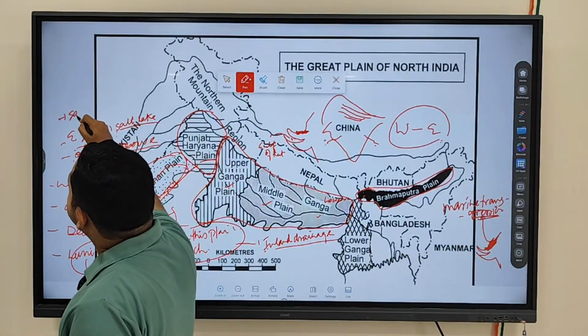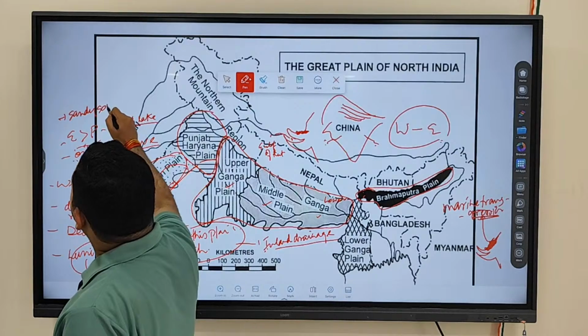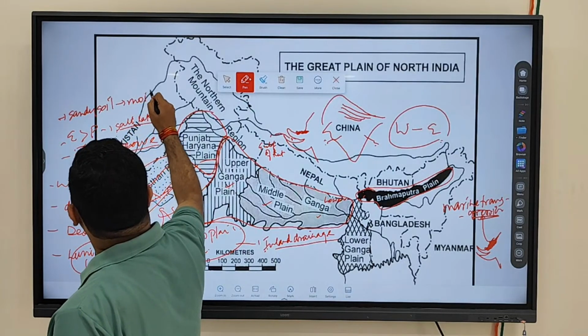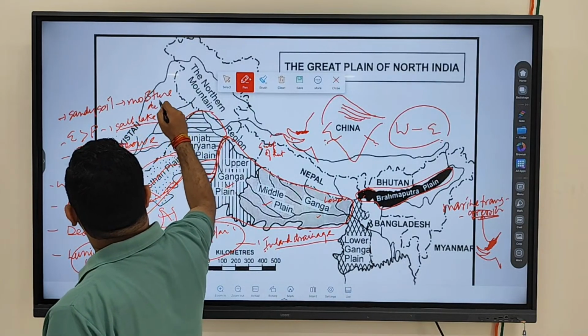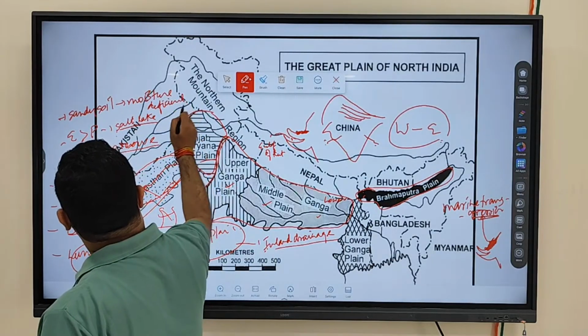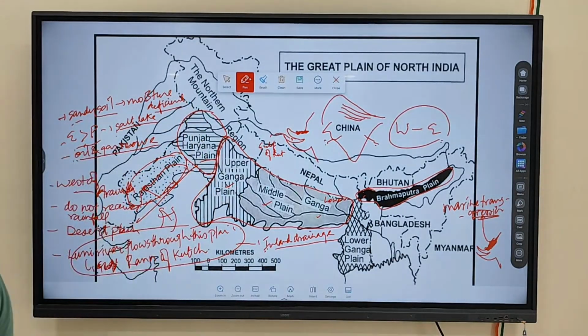This contains which type of soil? Sandy soil, which is moisture deficient, and as a result not very useful for cultivation. Clear? You know that sandy soils are moisture deficient. They do not have moisture retentive power, and as a result are not fit for much cultivation. So these are the important parts that you find with regard to the Rajasthan plain. Clear?